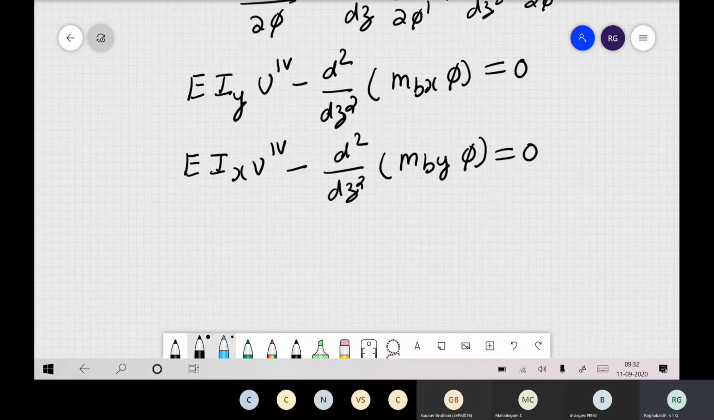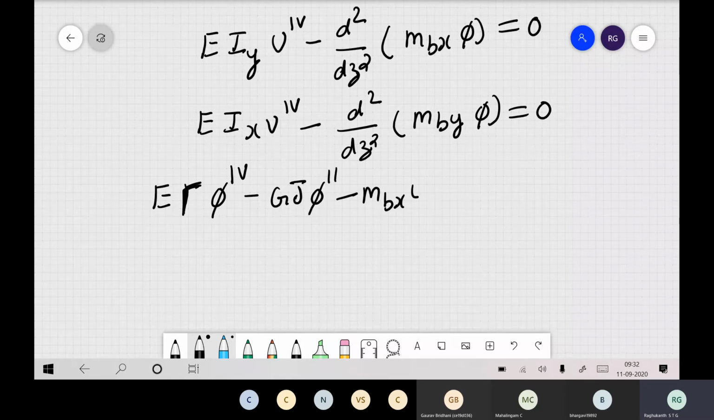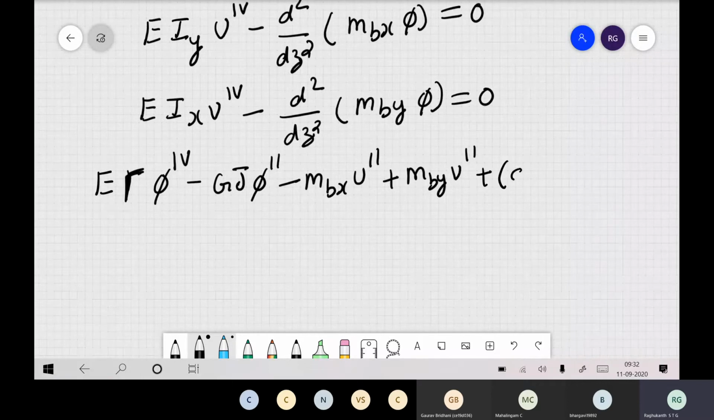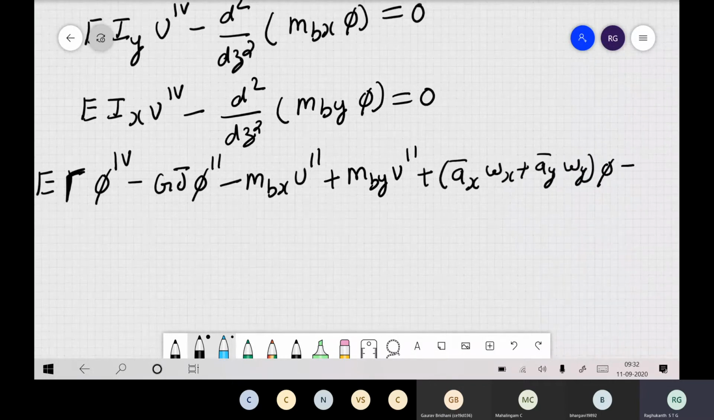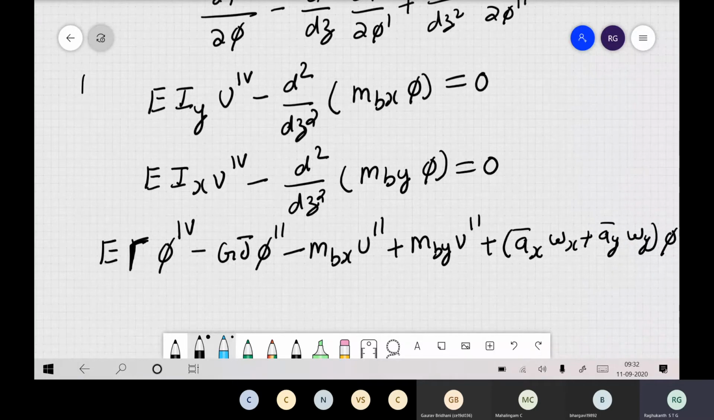Then the last equation, which has phi. So that term, you have a complicated expression. So E into the warping constant times phi'''' (it is also a fourth order equation), minus GJ phi'', minus Mbx u'' plus Mby v'' plus (ax bar Wx plus ay bar Wy) multiplied by your phi is equal to 0. So these are our 3 fundamental equations for the lateral torsional buckling.